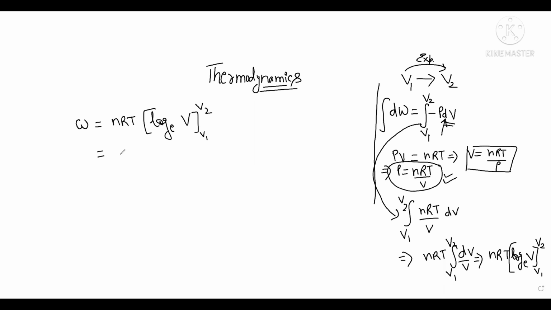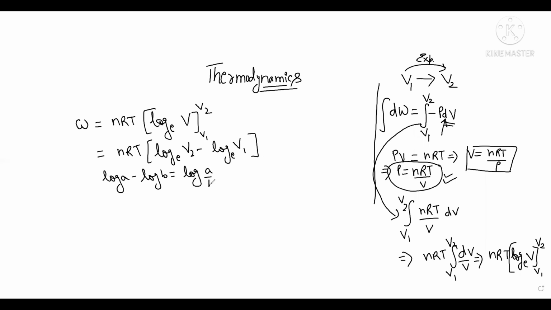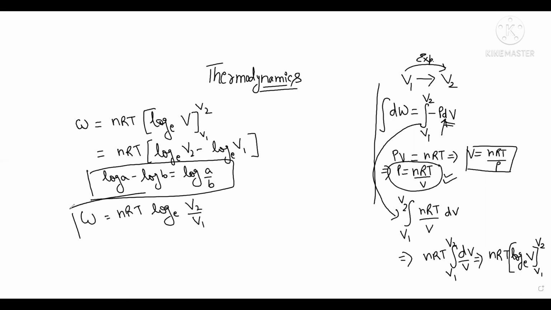Now we can also apply the limits, upper limit minus lower limit: log to the base e V2 minus log to the base e V1. We might know the property of log: log A minus log B equals log A by B. So this is log to the base e V2 by V1.